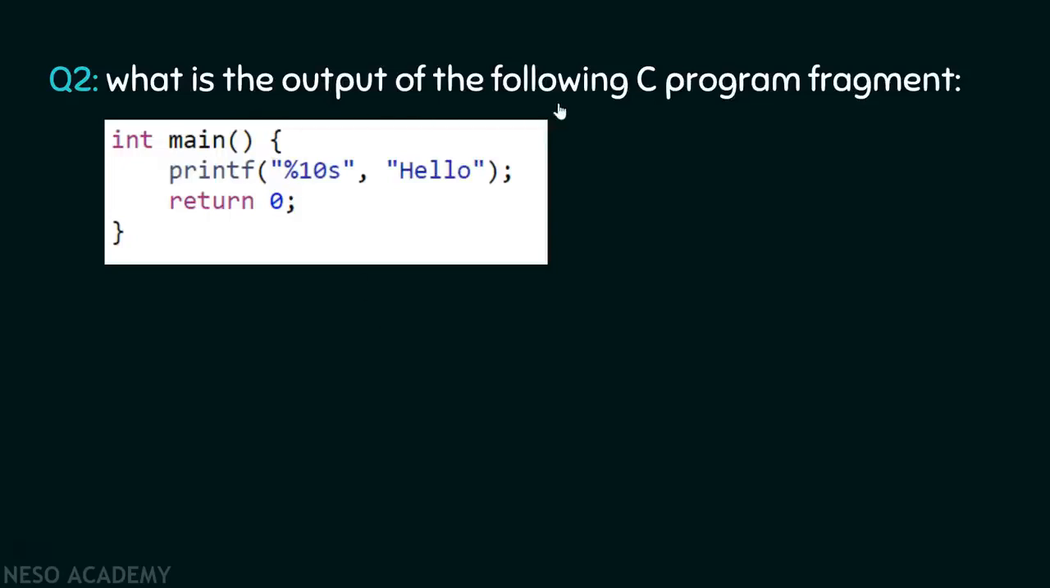What is the output of the following C program fragment? Kindly pause the video for a while and try to understand what this printf is going to print on the screen. Okay, here I have provided the first argument as %10s instead of %s, and second argument is hello. Now what would be the output provided by this printf function? Let's try to understand by executing it on Code::Blocks.